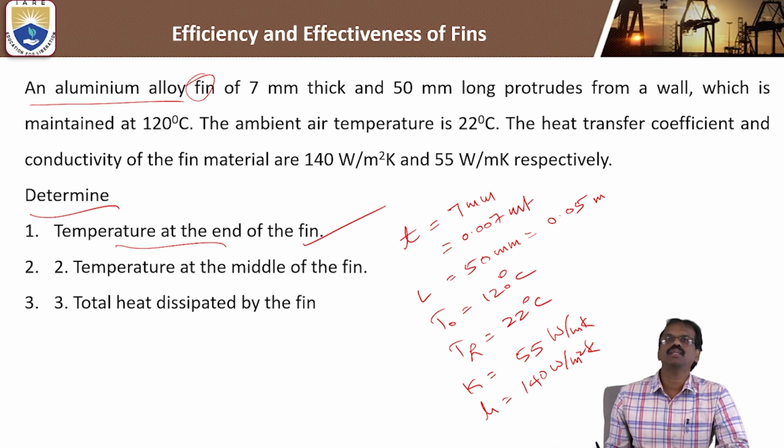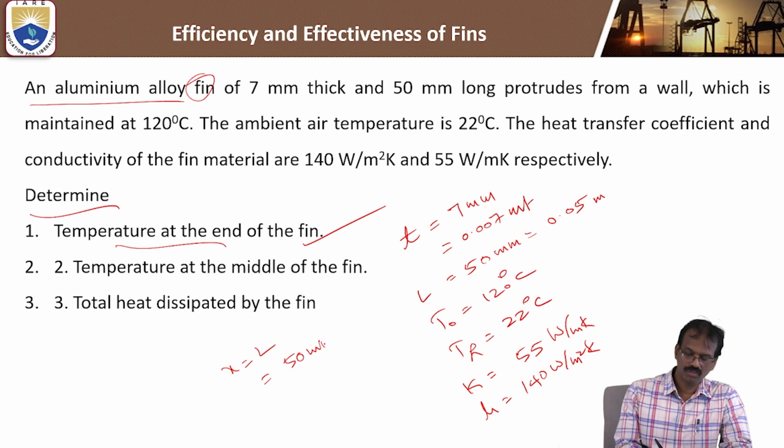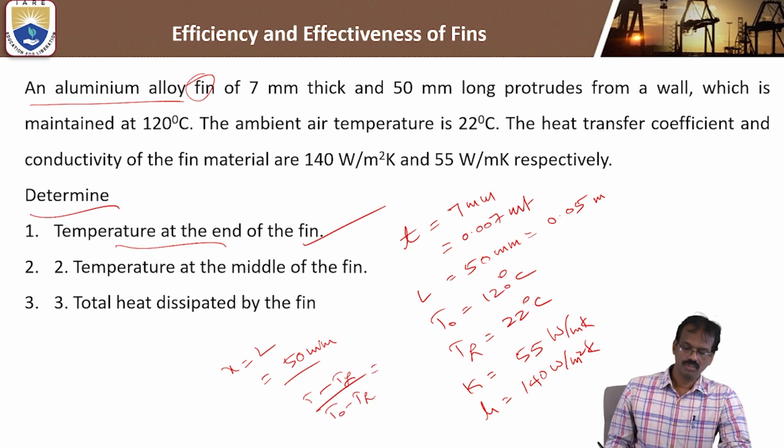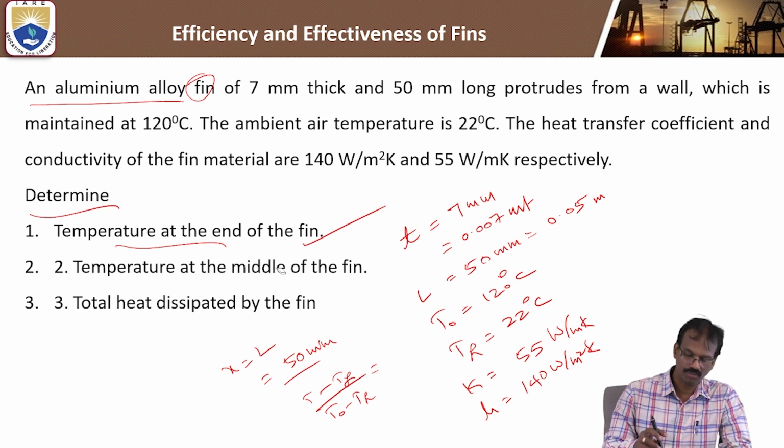Temperature at the end of the fin. Okay. So the temperature at the end of the fin means at x equal to L. So what is L? 50 mm. So at 50 mm distance, we have to find out the temperature. Okay. So (T minus T infinity) by (T naught minus T infinity), you know this formula. Okay. So theta naught into cosh m(L minus x) by something. You already derived that one. You can take that formula.